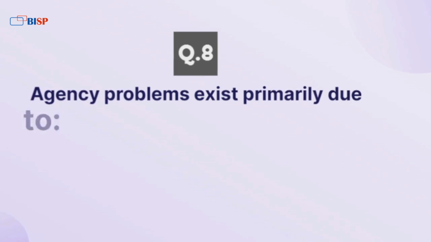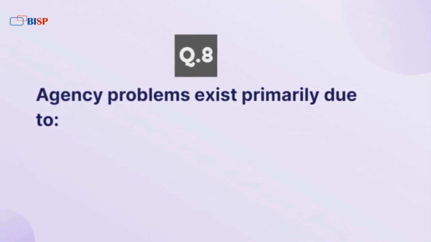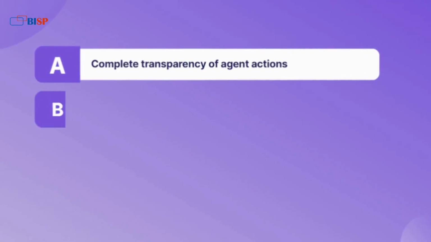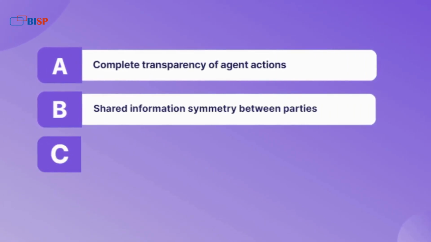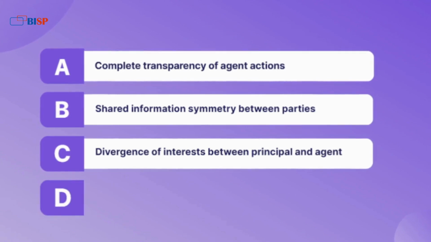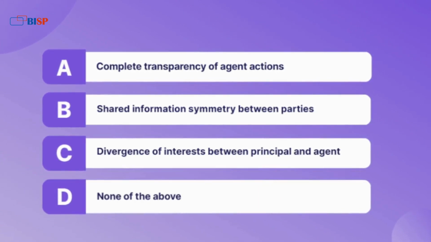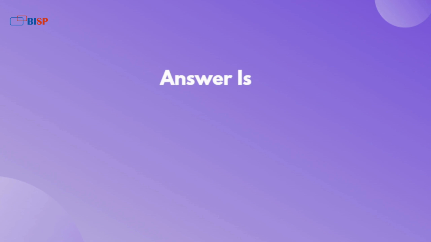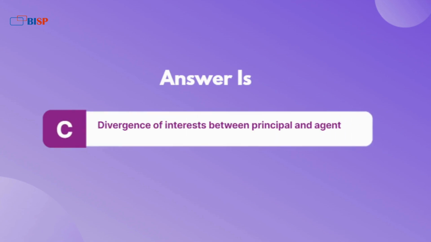Agency problems exist primarily due to A. Complete transparency of agent actions. B. Shared information symmetry between parties. C. A divergence of interests between principal and agent. D. None of the above. Answer is C. A divergence of interests between principal and agent.